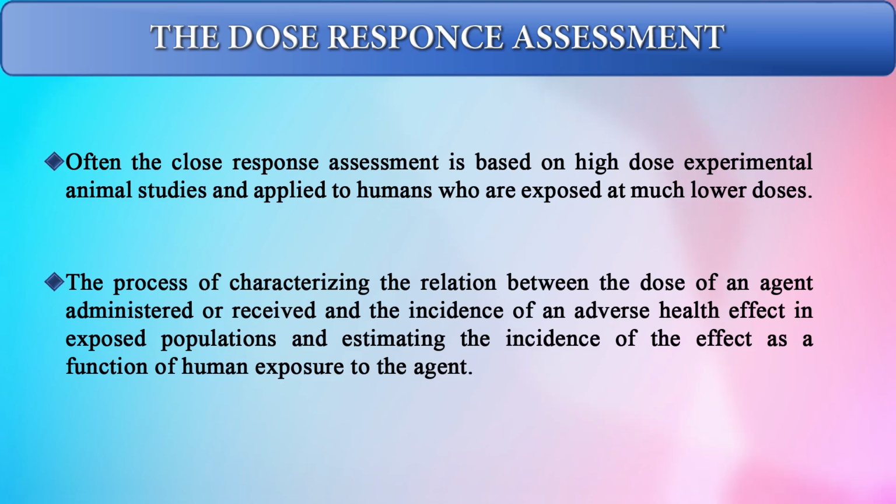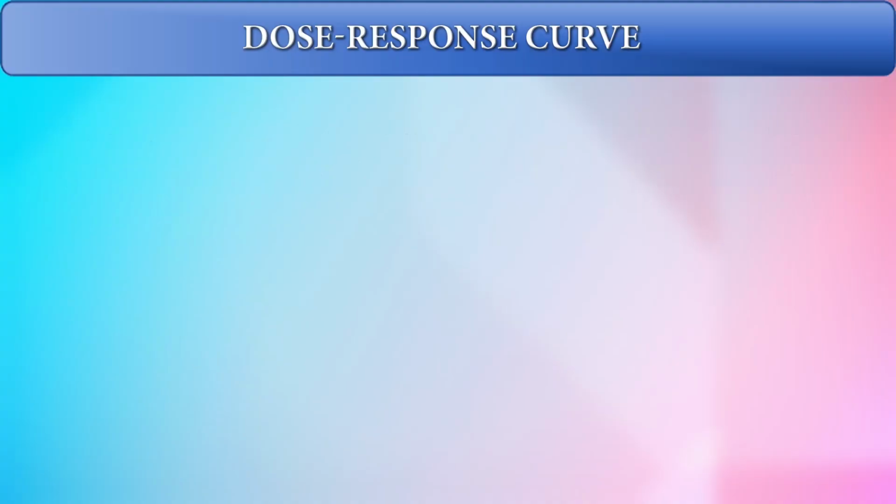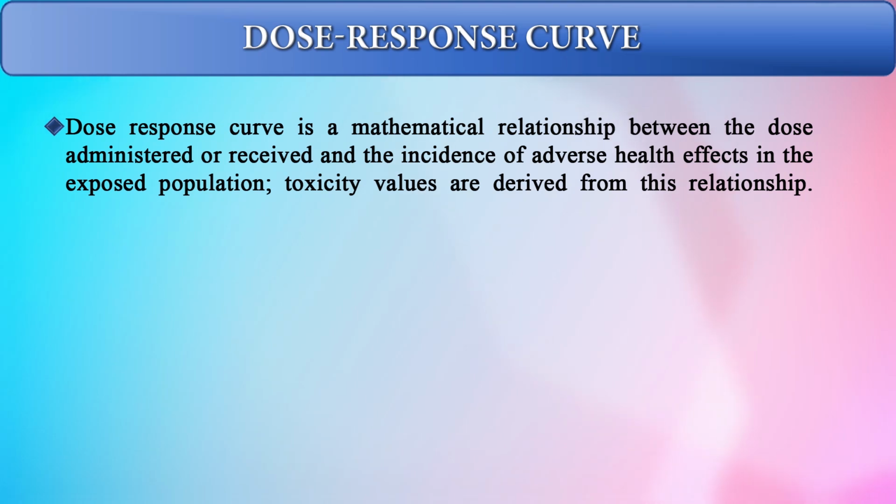The process of characterizing the relationship between the dose of an agent administered or received and the incidence of an adverse effect in an exposed population, and estimating the incidence of the effect as a function of human exposure to the agent. Now, I will discuss the dose response curve. The dose response curve is a mathematical relationship between the dose administered or received and the incidence of an adverse health effect in the exposed population. Toxicity values are derived from this relationship.